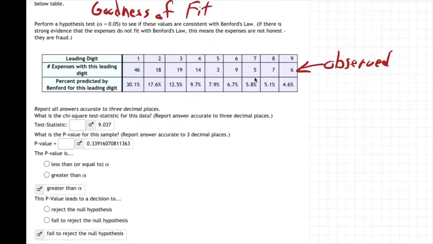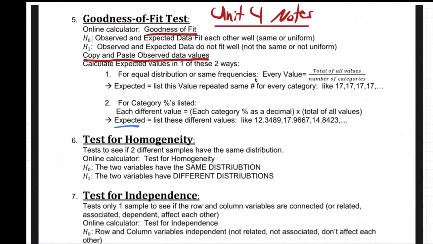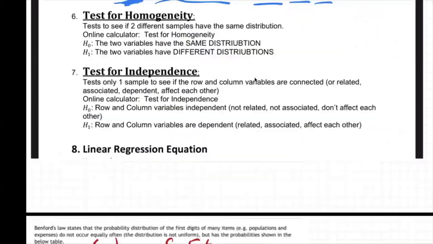So what you have to do for that, let me show you in the notes here. It says for the expected, you're going to take each category percentage as a decimal times the total of all values. That's how you can do the category percentages, what's expected. Then list these values like boom, boom, boom with commas. Okay, that's what we have to do.